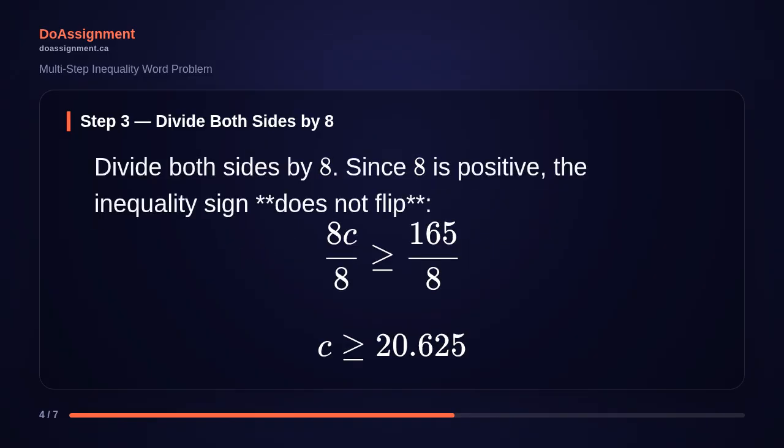Next, divide both sides by 8. Since 8 is positive, the inequality direction stays the same. 165 divided by 8 equals 20.625, so C is greater than or equal to 20.625.